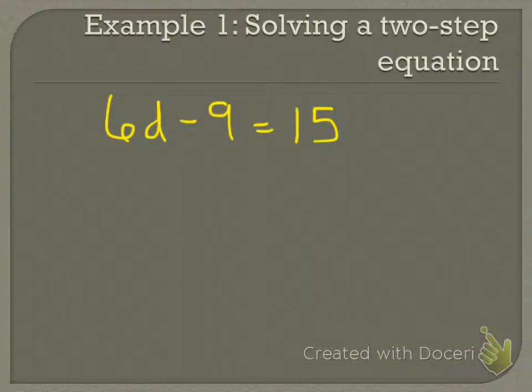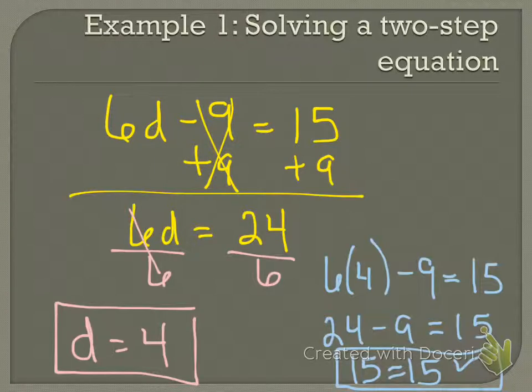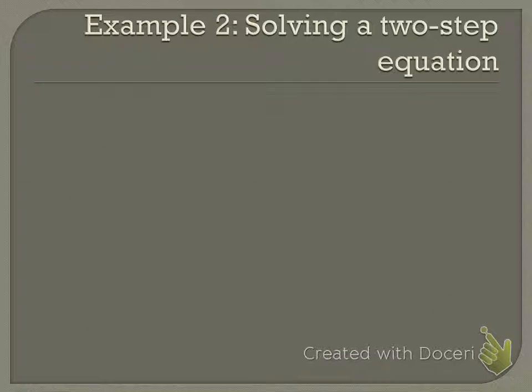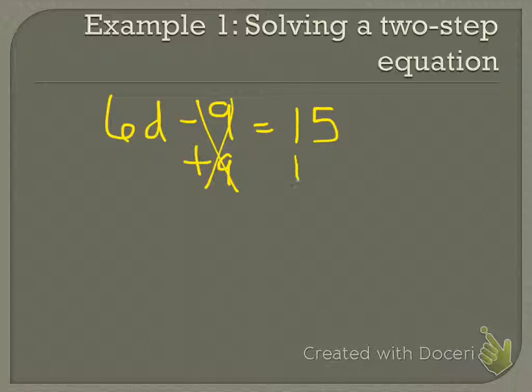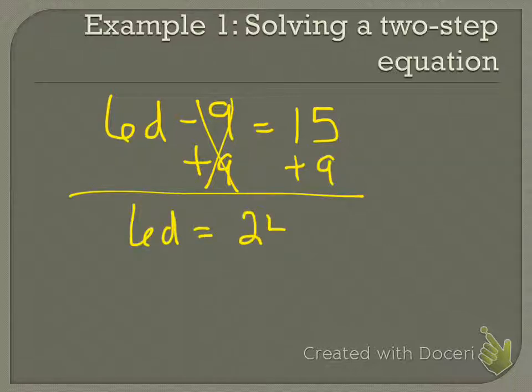Okay, I want you to do one on your own. 6d minus 9 equals 15. So go ahead and work this one out on your own. Very good. So I need to add 9 to both sides. Okay, now I have 6d equals 24.